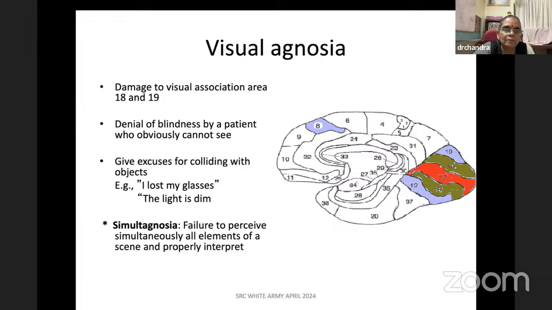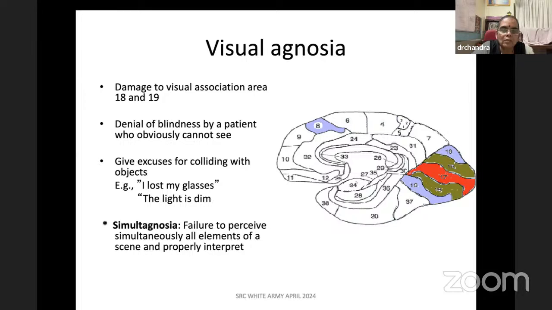They will deny blindness. And when we tell them to read something or do some vision testing, and when they make mistakes, if you point it out, they will give excuses. They will say it is because I lost my glasses, because the light is dull. I am not seeing like that, they will tell me. They will refuse to accept that they are not seeing.